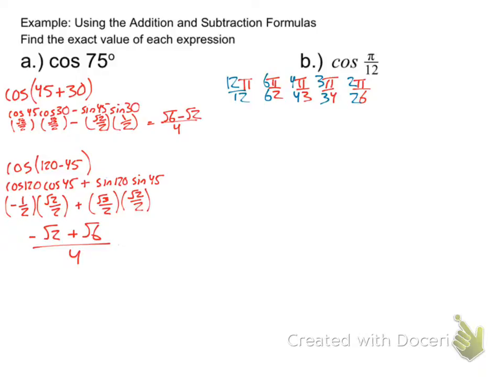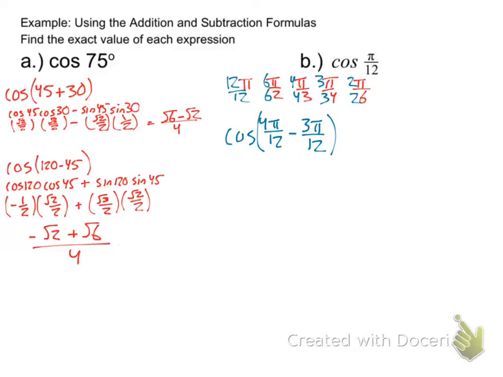So here's the cool thing. There's a couple different ways to get a pi over 12 from those angles. What's one of them? 4 minus 3, or 4 pi minus 3 pi. So let's go with it. So the cosine of 4 pi over 12, minus 3 pi over 12. If I did that, would you guys get 1 pi over 12?